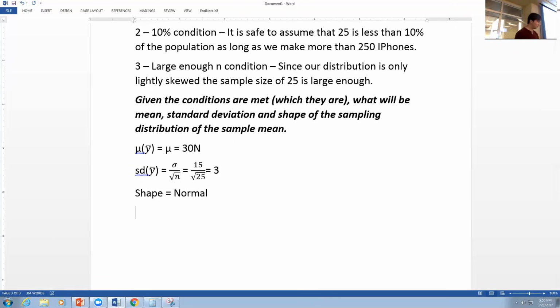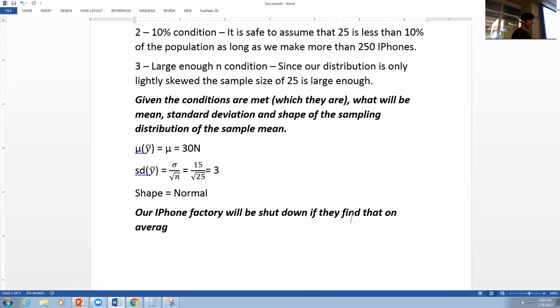Uh-oh, here goes the trouble. So our iPhone factory will be shut down if they find that on average, in the sample of 25, the iPhones broke at, let's go with 26.